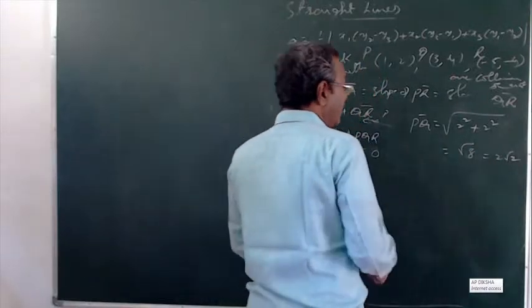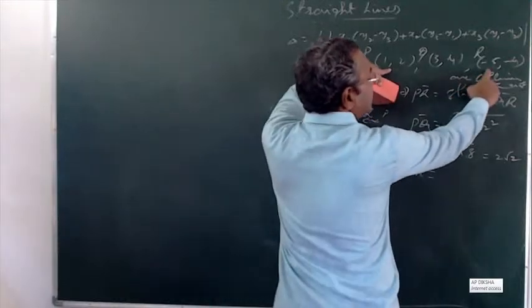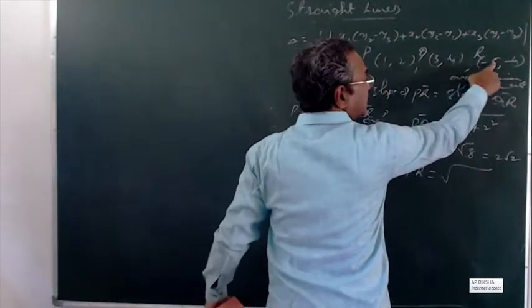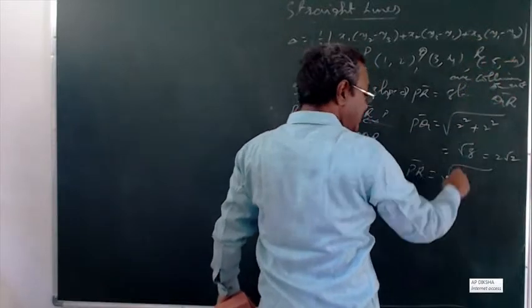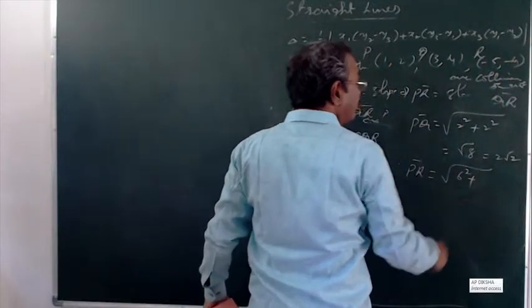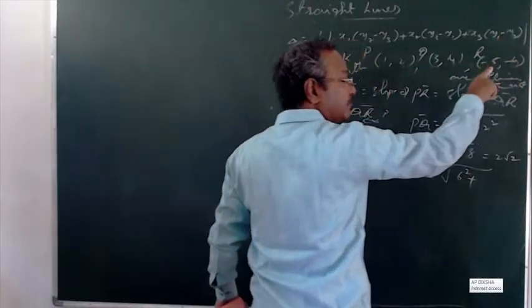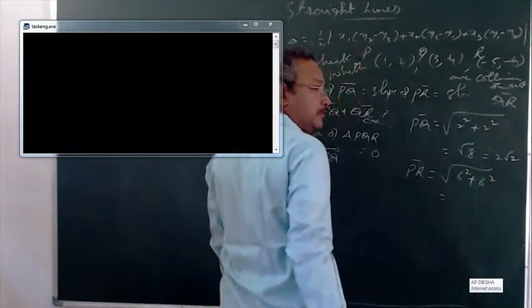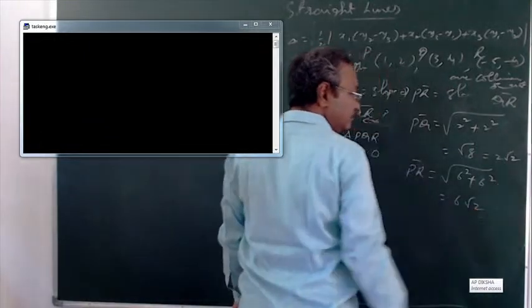Okay, and then distance PR is, this is P and this is R. So what is the formula? Square root of x1 minus x2 whole square. This is 1 minus or minus 5. That is 1 plus 5, that is 6. 6 square plus y1 minus y2 whole square. This is 2 minus or minus 4. That is 2 plus 4, 6 square. That is 2 times 36. That is 6 root 2.